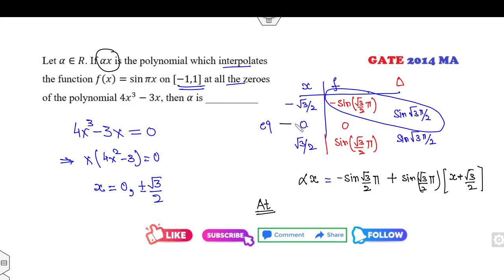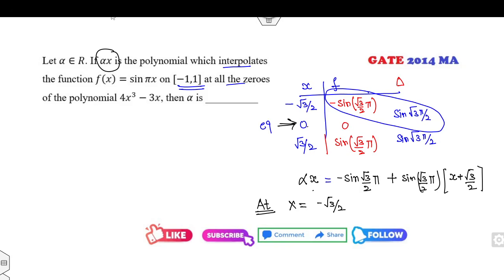If I choose x equal to 0, what will happen? This is 0, fine, and this is 0. Sorry, this is 0, so you are unable to find the α. So I can simply choose x equal to minus √3/2, so that this part will be cancelled. So what is the right answer? Can you find the value of the α?